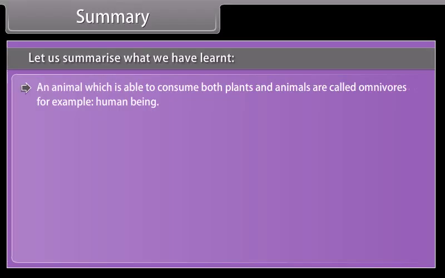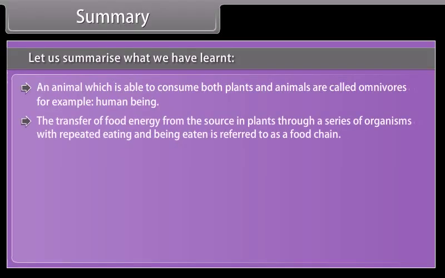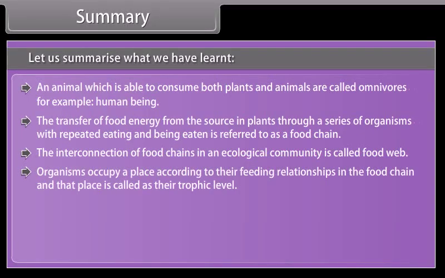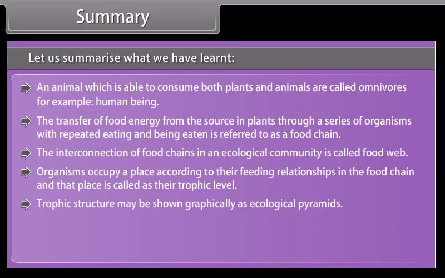An animal which is able to consume both plants and animals is called an omnivore, for example, human being. The transfer of food energy from the source in plants through a series of organisms with repeated eating and being eaten is referred to as a food chain. The interconnection of food chains in an ecological community is called a food web. Organisms occupy a place according to their feeding relationships in the food chain, and that place is called their trophic level. Trophic structure may be shown graphically as ecological pyramids.